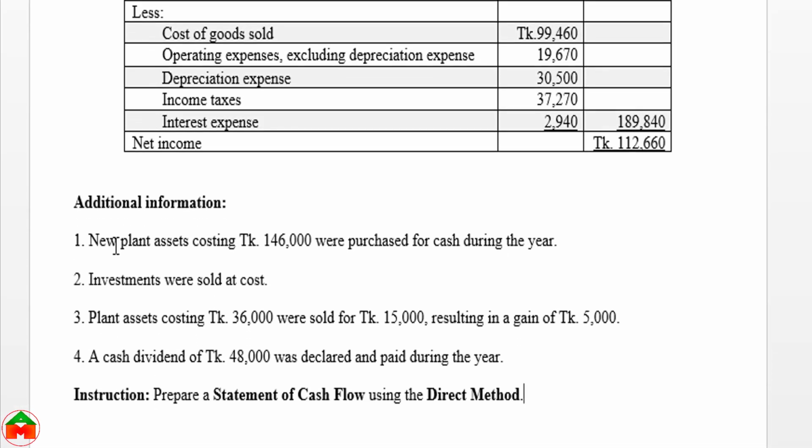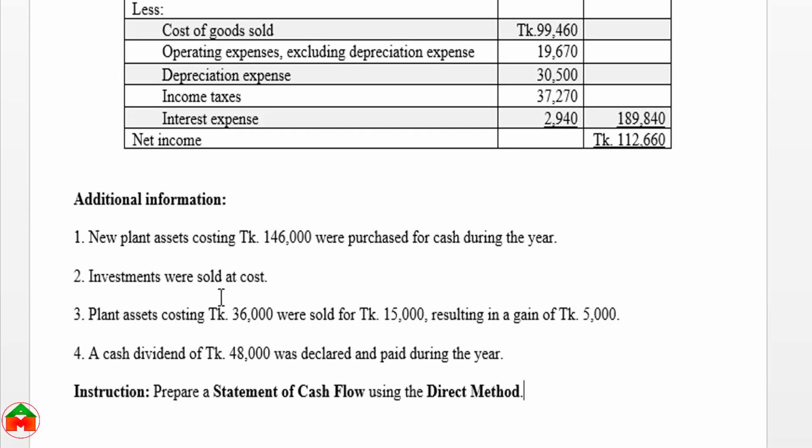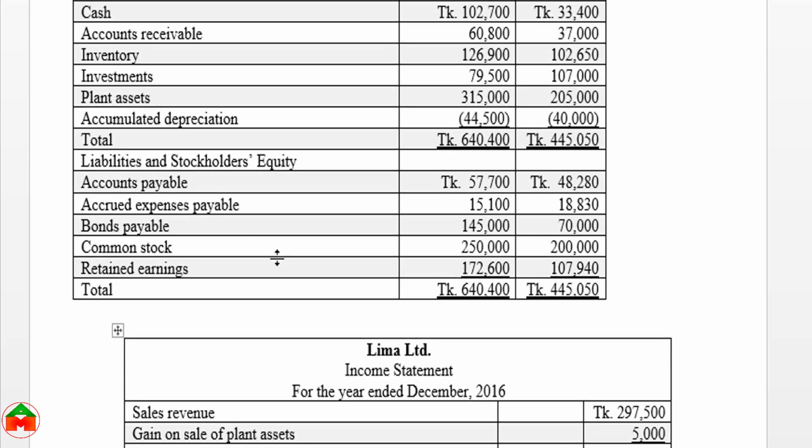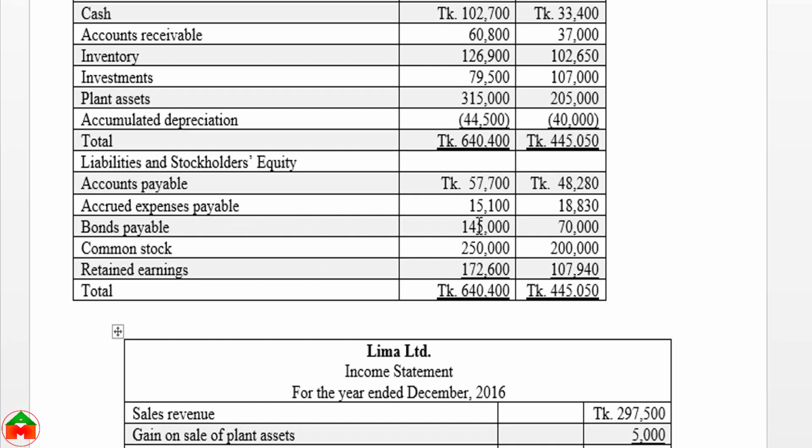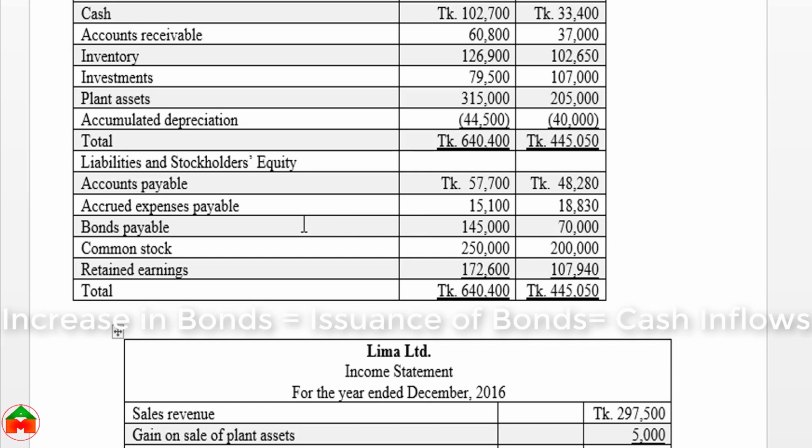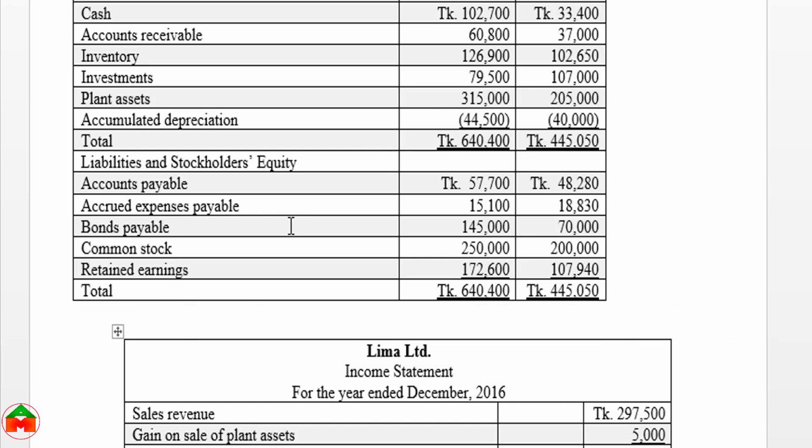To be sure, we look in the additional information. There is no additional information regarding bonds payable. So we are depending on this information. From this information, we can see that there is an increase of bonds payable. That means there is an issuance of bonds payable. If we issue bonds, there will be an inflow of cash. So let's get back to the solution.